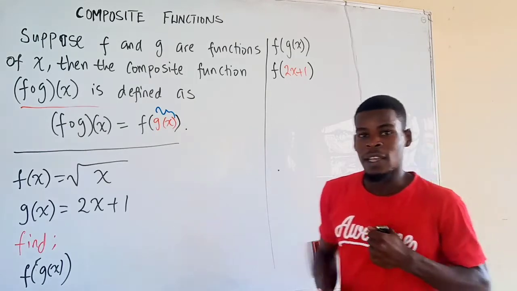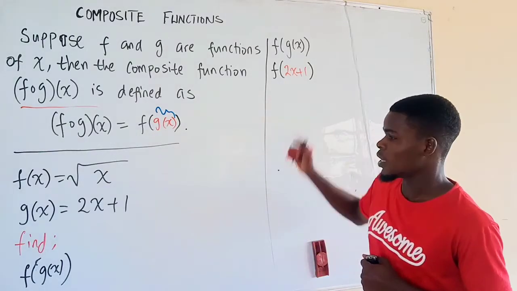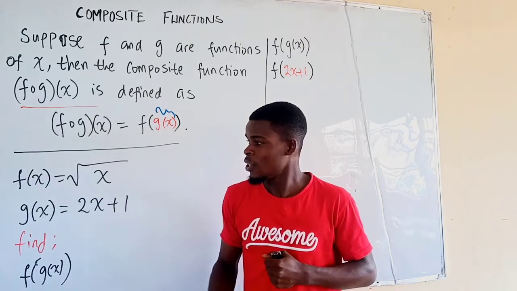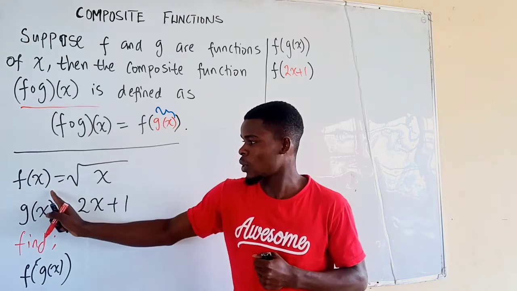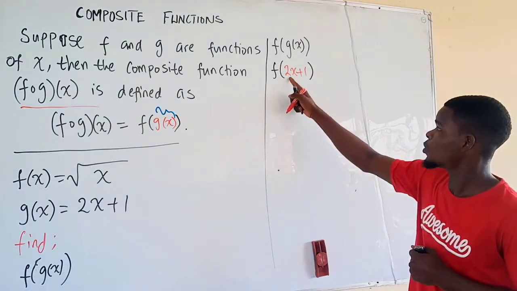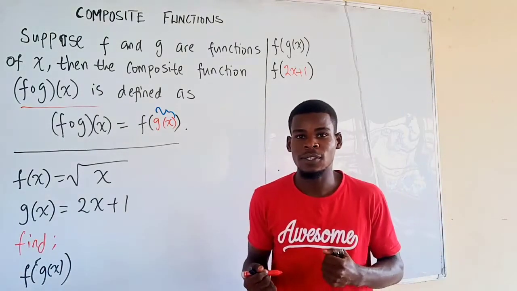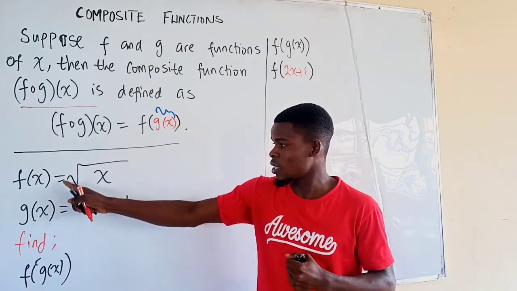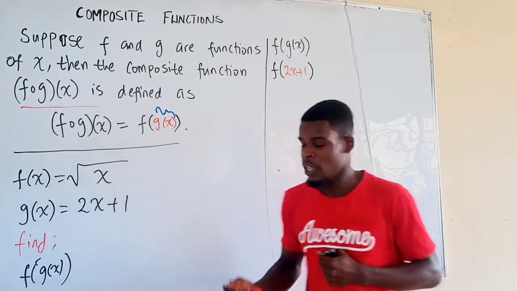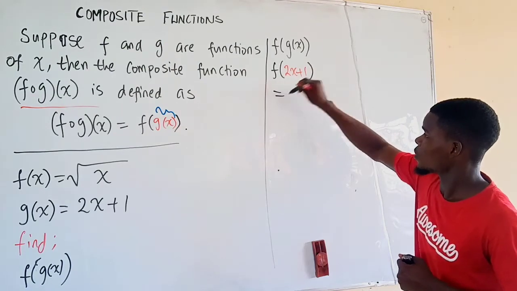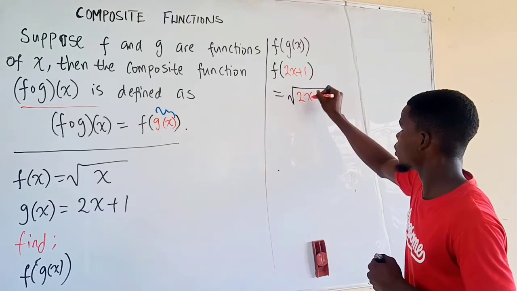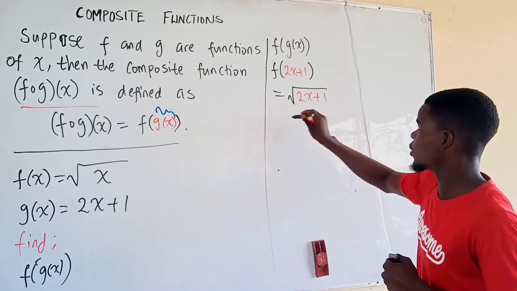Now, we want to figure out what this will be. Now look at the f function. f of x is the square root of x. So if you have the input to be x, this function will calculate the square root of that input. So what do we have here? Here we have 2x plus 1. So if we act on 2x plus 1, it will take the square root of 2x plus 1, because this is a function that takes the square root of any input. So f of that will just be the square root of 2x plus 1.